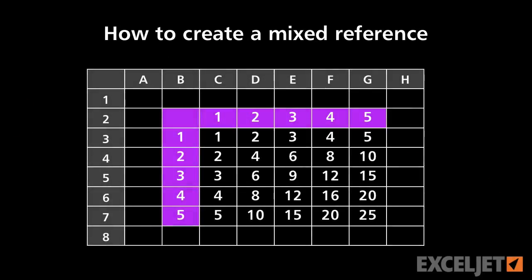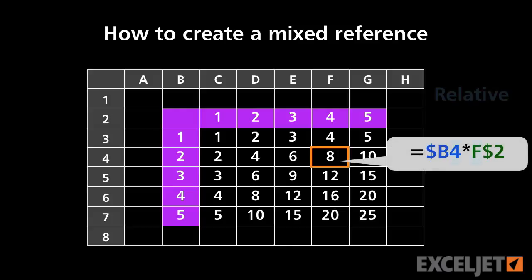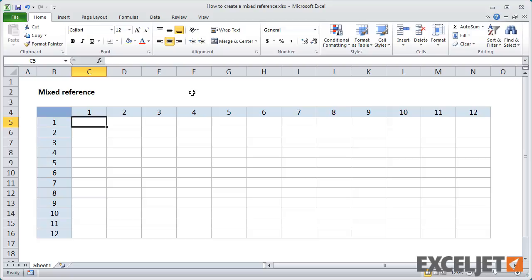So what's a mixed reference? A mixed reference is a reference that's part relative and part absolute. Let's take a look. So we've looked at both relative and absolute references, and also at a situation where we needed to use both at the same time. These are sometimes called mixed references.